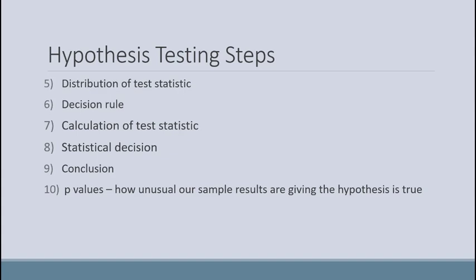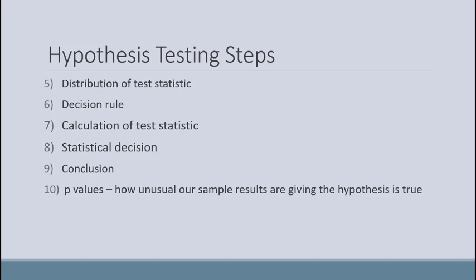Step 8. The statistical decision consists of rejecting or not rejecting the null hypothesis. It is rejected if the computed value of the test statistic falls in the rejected region, and it is not rejected if the computed value of the test statistic falls in the non-rejected region. Step 9. If the null hypothesis is rejected, we conclude that the alternative hypothesis is true. If the null hypothesis is not rejected, we conclude that the null hypothesis may be true.